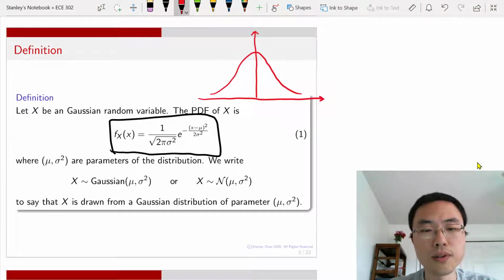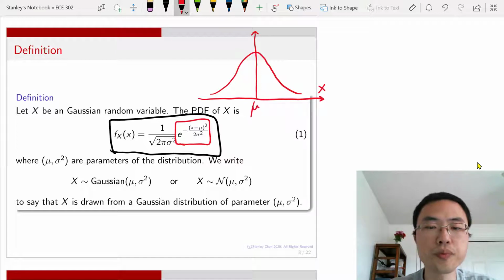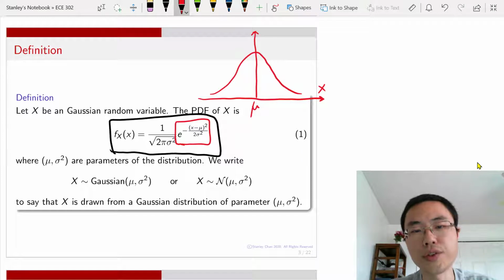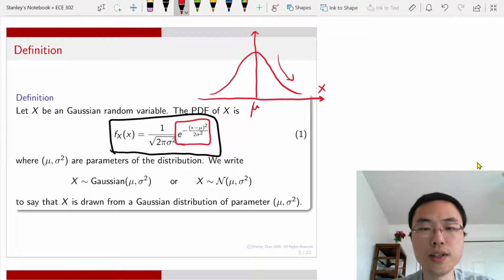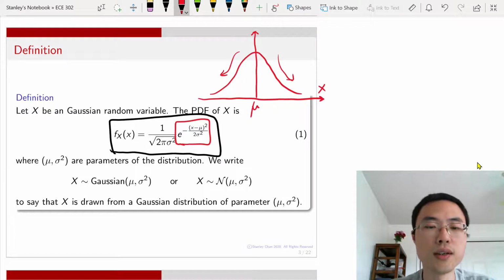This even function is governed by this term here. Your variable is x, and then there is a center point mu. So that would be your mu. And then this is e to the power minus something. As long as you have e to the power minus something, it has to be exponentially decaying. It has to go down on one side of the mean, and then go down on the other side of the mean.